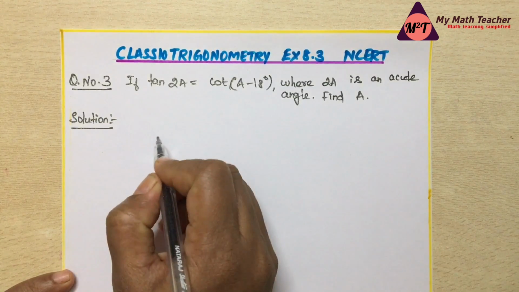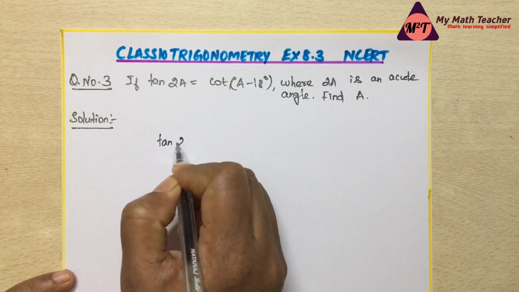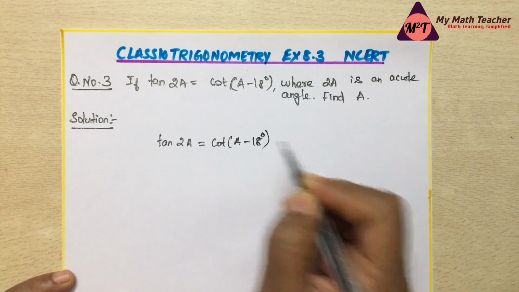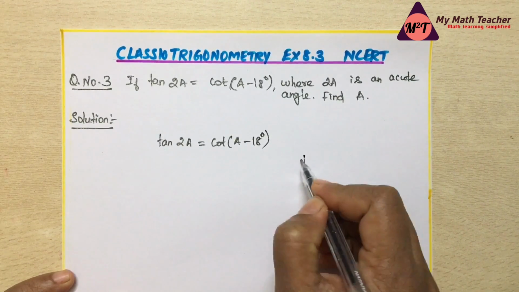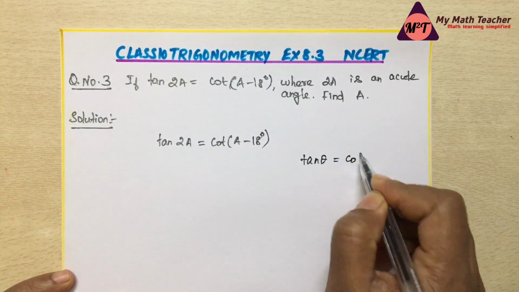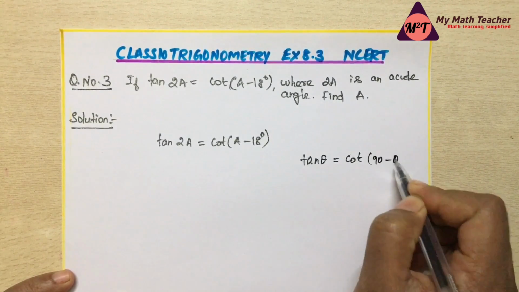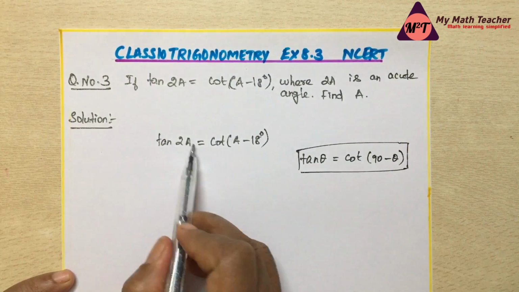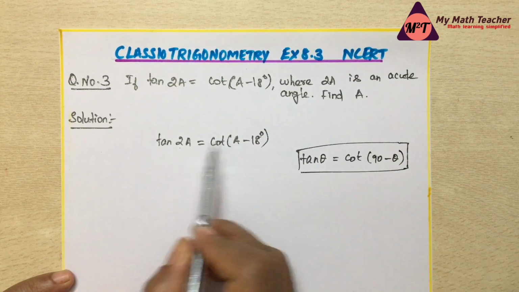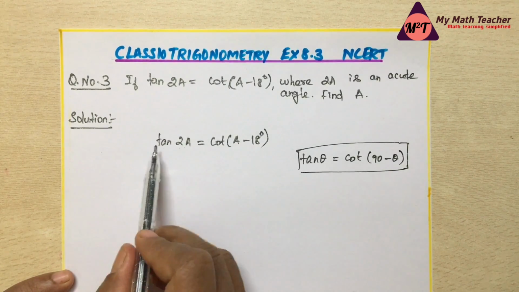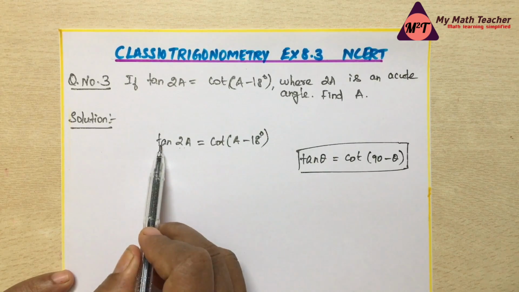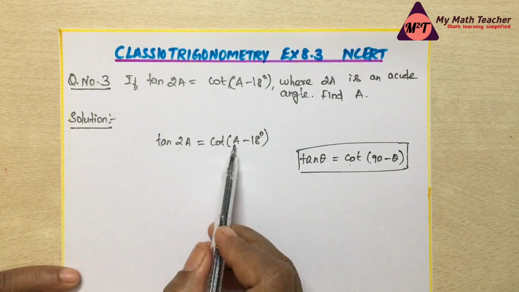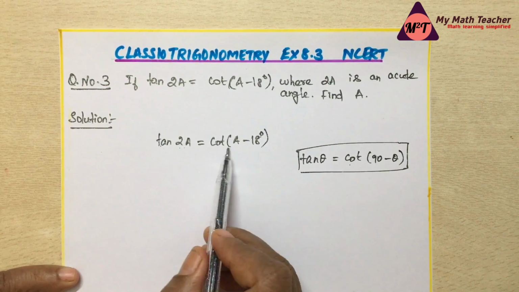Now given is tan 2a is equal to cot a minus 18. As we very well know, tan theta is equal to cot 90 degrees minus theta. Now here we have to find the value of a, which is present in both the sides. To find the value of a, we are going to change this ratio tan to cot, so that both the sides, that is the left hand side and the right hand side, we can have the same ratio.